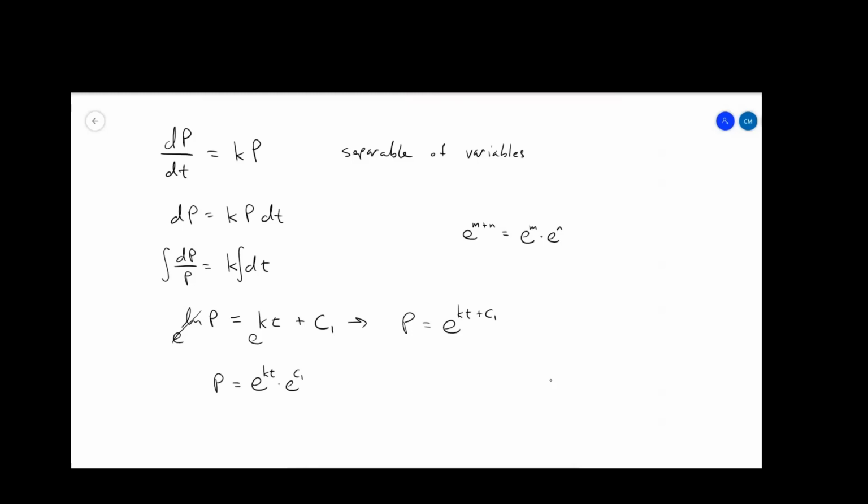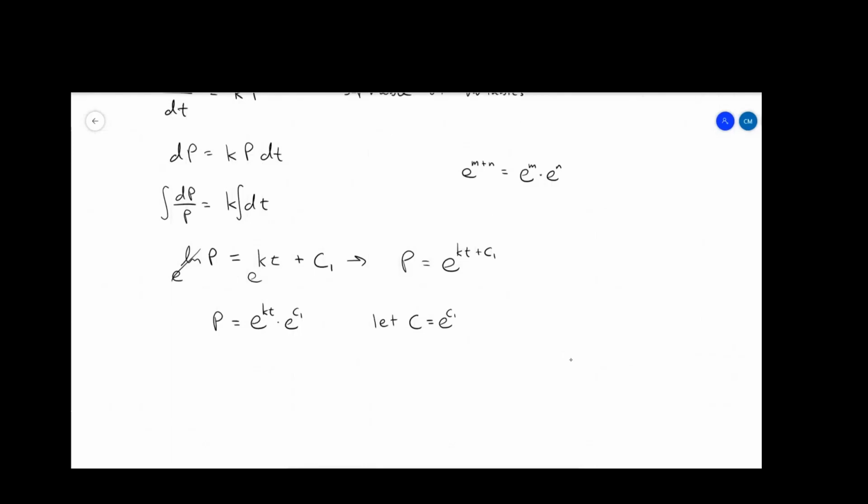Then, since this is itself just some other constant, and anytime you have a constant, that constant can only be determined by further information in the problem, it doesn't really matter what you call it. We don't have to call it e to the C1. We can say, let's just define a new constant. Let's just call it C. C is equal to e to the power of C1. Again, it's just a constant, so we can just call it that.